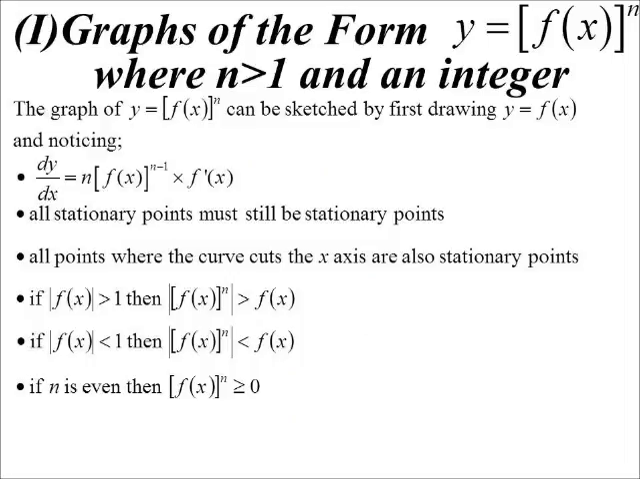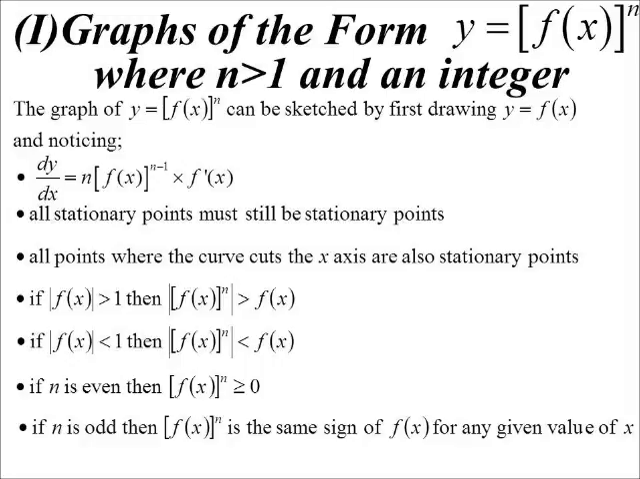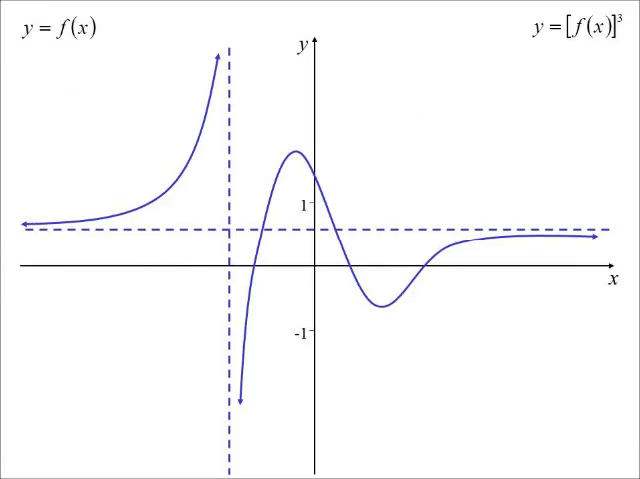Okay. So if the power is even, which squared was, it's always above the x-axis. If it's odd, the sign's going to stay the same. So those stationary points aren't going to be turning points, they're going to be points of inflection, like our cubic, because now the power is going to be 3 or 5 or whatever the odd number is. So let's have a look at cubed.